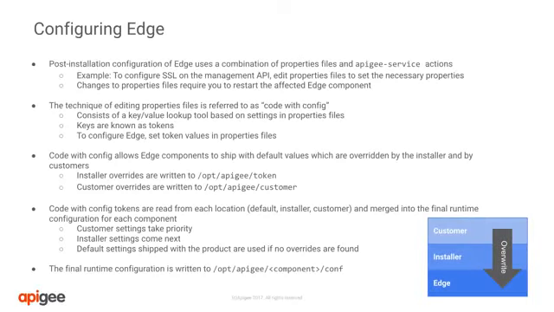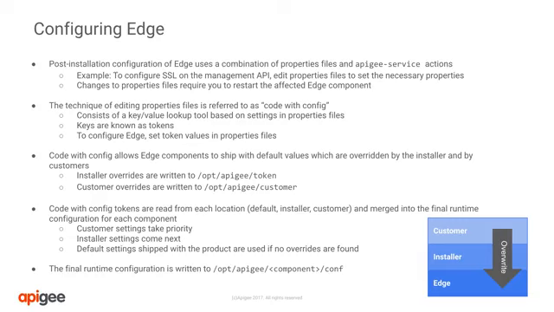After installation, Edge uses a combination of properties files and Apigee service actions. For example, to configure SSL on the management API, you would edit the properties files to set the appropriate values, certificate paths, etc. Once those changes are made, you would use the Apigee service to restart the component and apply the changes. This editing of properties files is referred to in Apigee Edge as code with config.